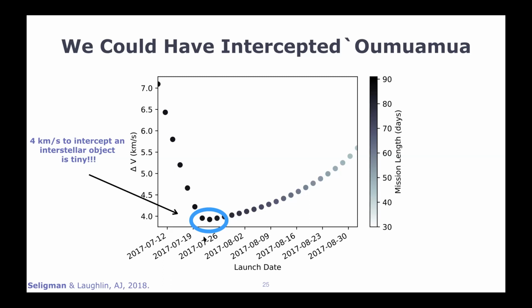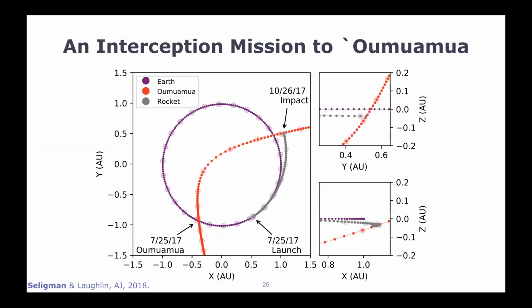So you can see that, remember, Oumuamua was discovered in October. And if we had sent something just at the end of July, a few months previously, we would have been able to get there with a delta V of just 4 kilometers per second, which is very doable energetically when you think about the types of delta Vs that have been used for missions to objects within the solar system. And this is showing you just what that hypothetical optimal energy mission to Oumuamua would have looked like.